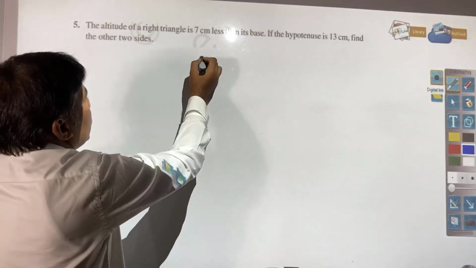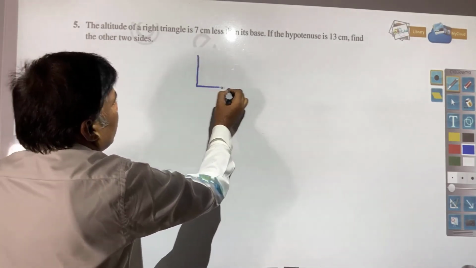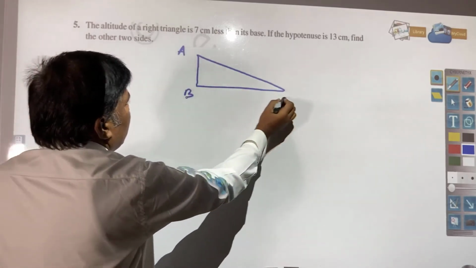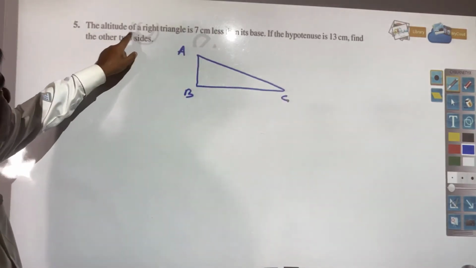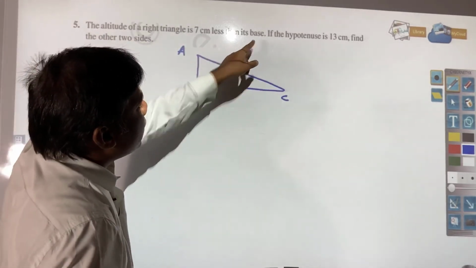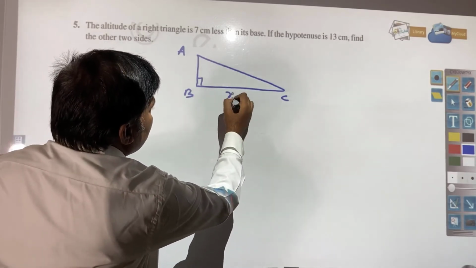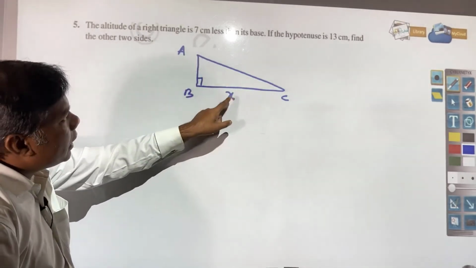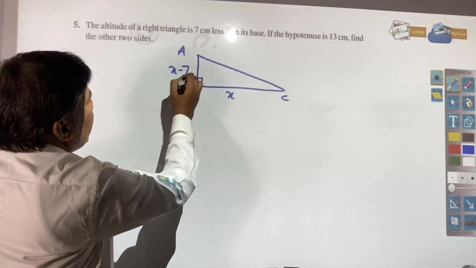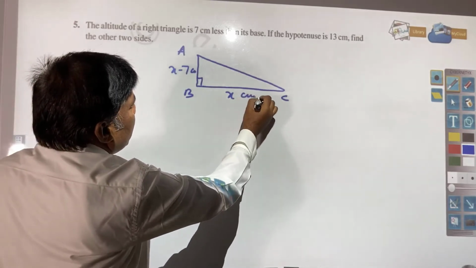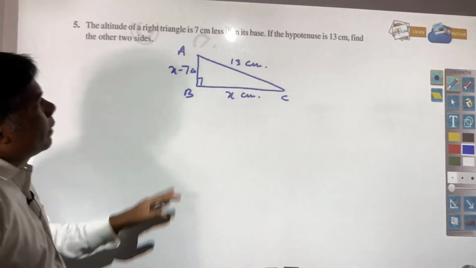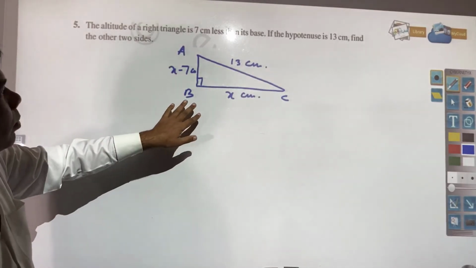Here you see this is your right angle triangle. Suppose this is A, B and C. The altitude of a right triangle is 7 cm less than its base. So suppose its base is x, then altitude will be 7 less than x, means x minus 7 cm, and hypotenuse I can give as 13 cm. Now here you see, by Pythagoras theorem, what we can write?